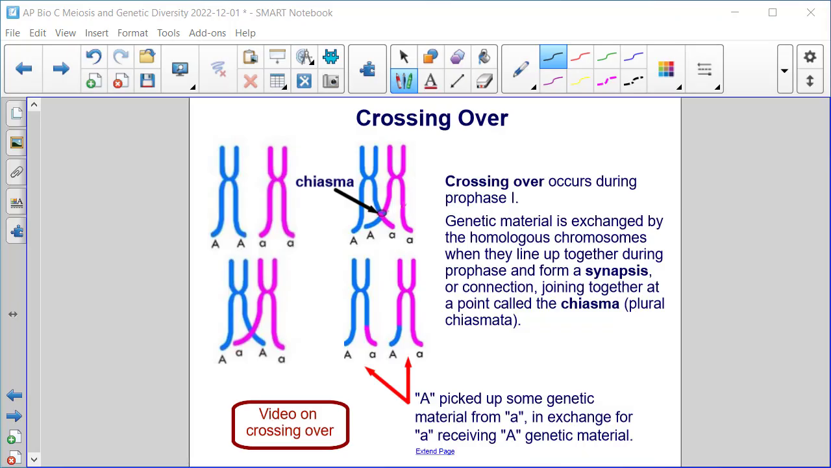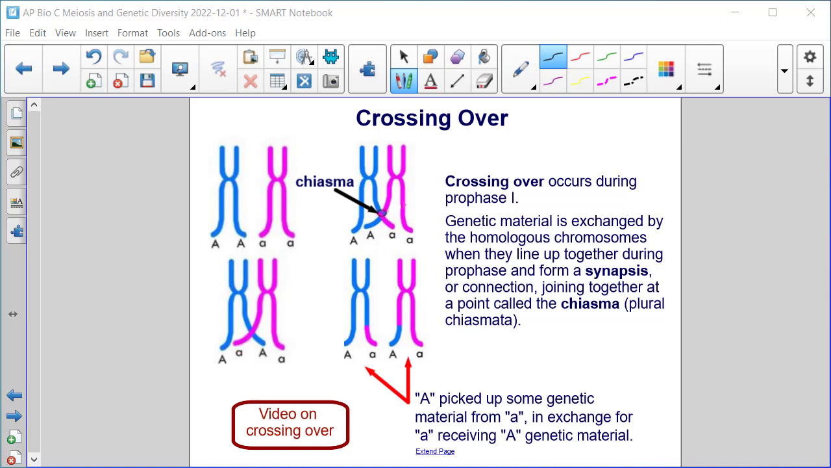Crossing over occurs during prophase 1. Genetic material is exchanged by the homologous chromosomes when they line up together during prophase and form a synapsis or connection, joining together at a point called the chiasma, or plural chiasmata.